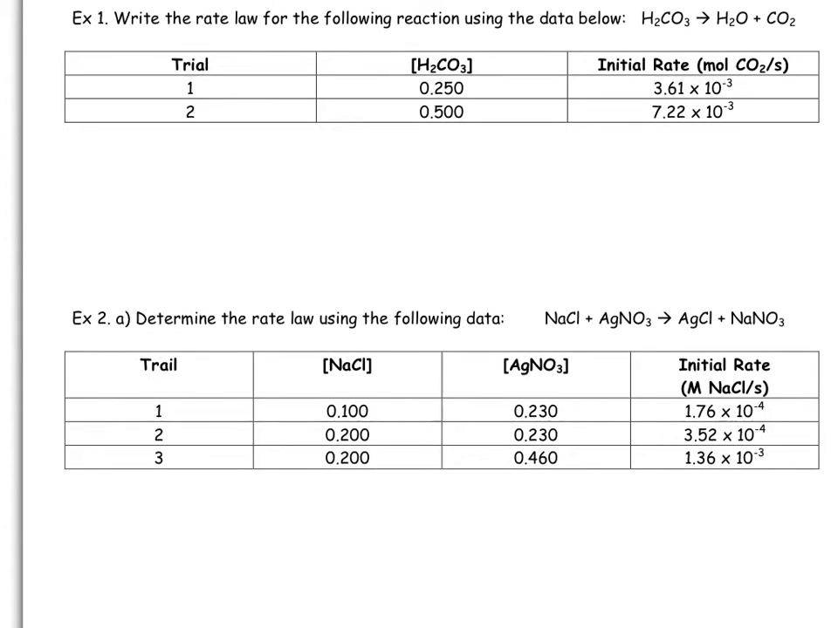I would first start by writing a general rate law. So rate equals K, the rate constant, times the concentration of the reactants raised to some exponent. Now, following step 1, I need to find out what the rate exponent m equals. I look at trial 1 and trial number 2.